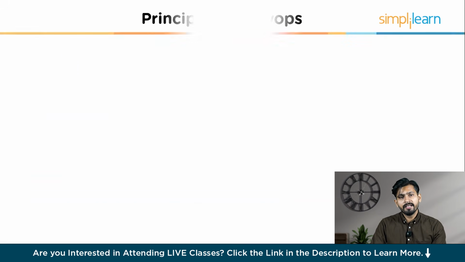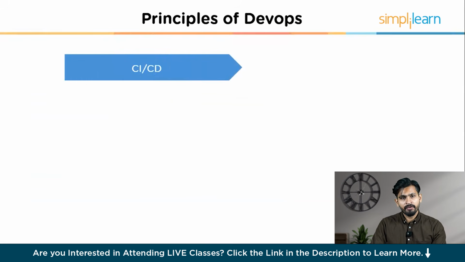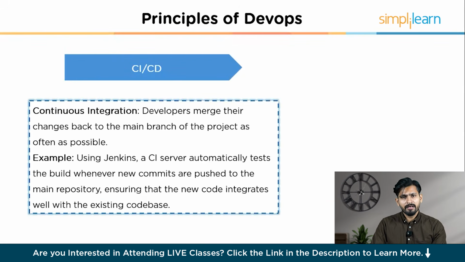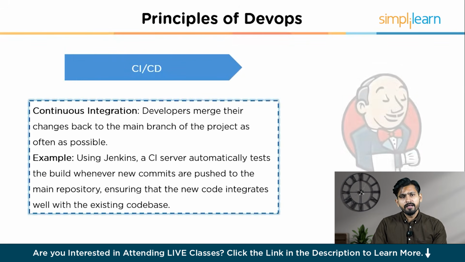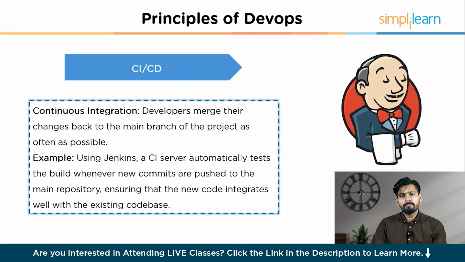Next one we have is continuous integration and continuous delivery. Let us first discuss continuous integration. Here, developers merge their changes back to the main branch of the project as often as possible. These changes are validated by creating a build and running automated tests against them. For example, using Jenkins, a CI server which automatically tests the build whenever new commits are pushed to the main repository, ensuring that new code integrates well with the existing code base.